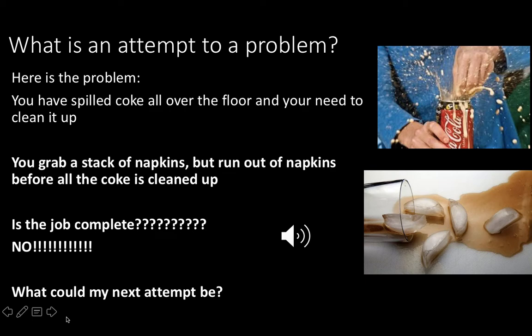You grab a stack of napkins, but run out of napkins before all the Coke is cleaned up. So, is the job complete? No. Is the problem solved? No, it's not. Did we make an attempt to fix or solve this problem? Yes, we did. Were we successful? No, we were not. So now we need to make another attempt. I want you to see if you can come up with the next attempt. Click to the next slide so you can see my example for the 3 attempts to solve this problem.